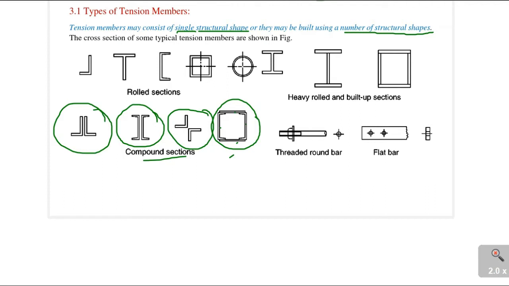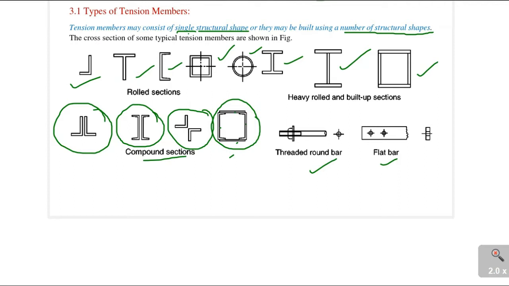So these sections can be used as tension members, or in some cases single structural shapes such as a single L, single T or channel section, or a tube or a pipe, I sections, or built up I sections or tube sections can be used, or sometimes flat bars and round bars can also be used as tension members. So we have come across these members in some cases.